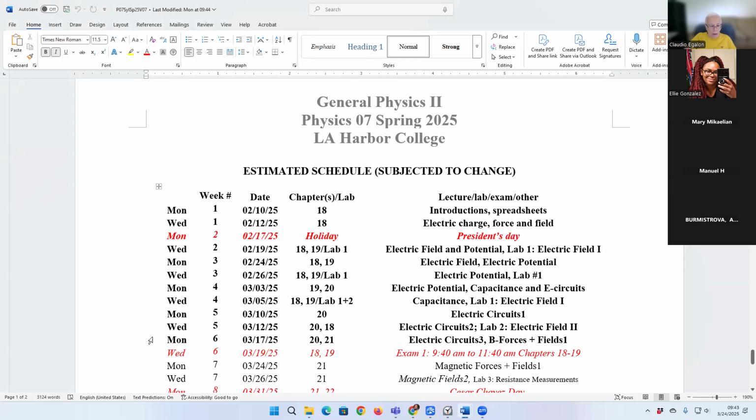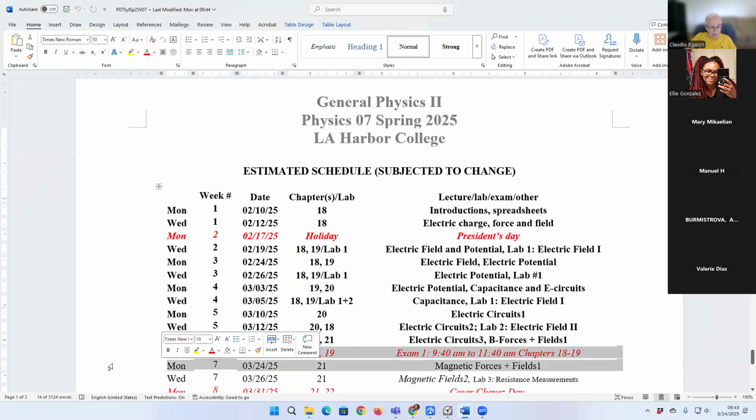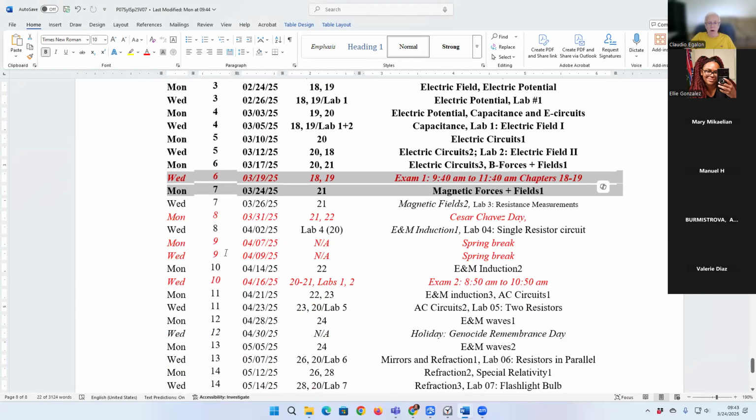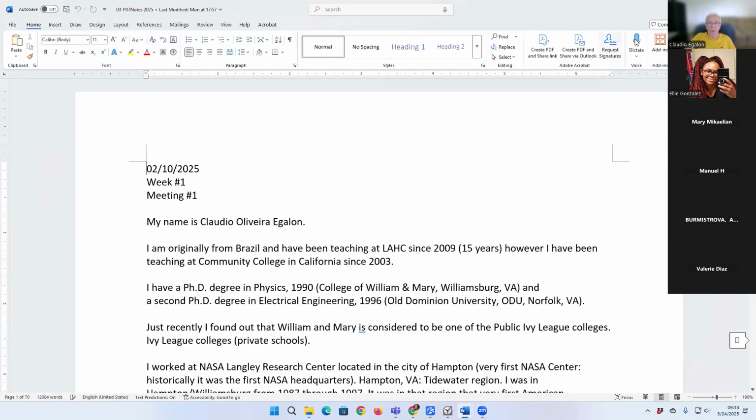Okay, so we are writing here the 24th. We had an exam last Wednesday. Today is Monday, the 24th. And let's continue with chapter 21, which is magnetic forces and fields, right? And move it aside.